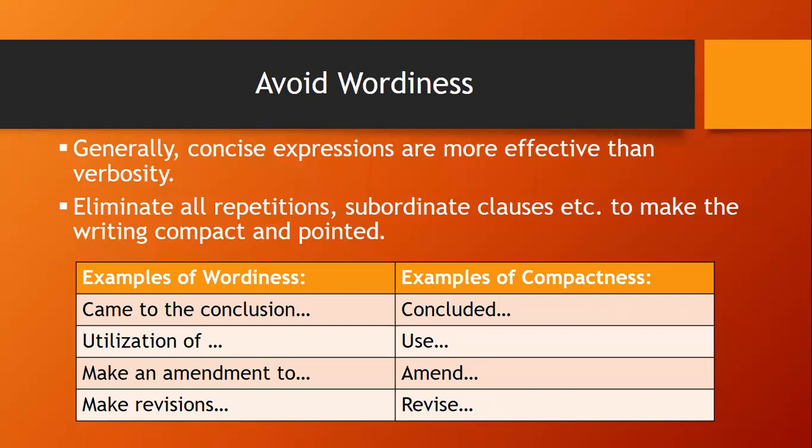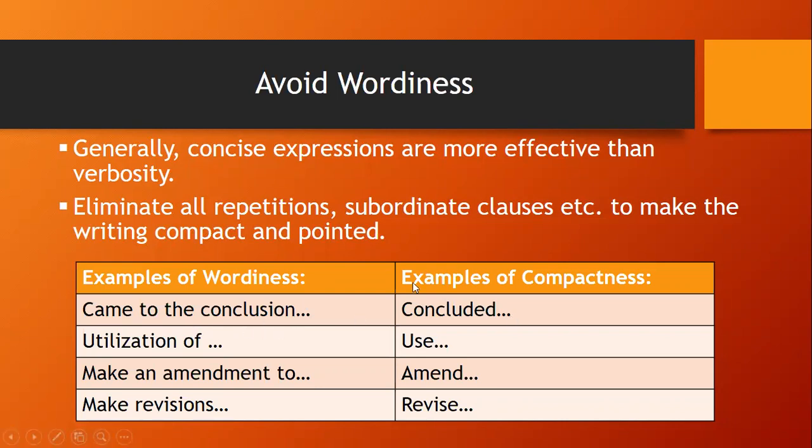Came to the conclusion, we hear that a lot, right? We came to the conclusion that this and that and that. An example of compactness would be concluded. Just use the word concluded. We concluded that this and that and that. That's it. Instead of saying came to the conclusion. These are just examples. Don't get me wrong. The examples on the left are fine, but they are used more in descriptive writing, not in technical writing.